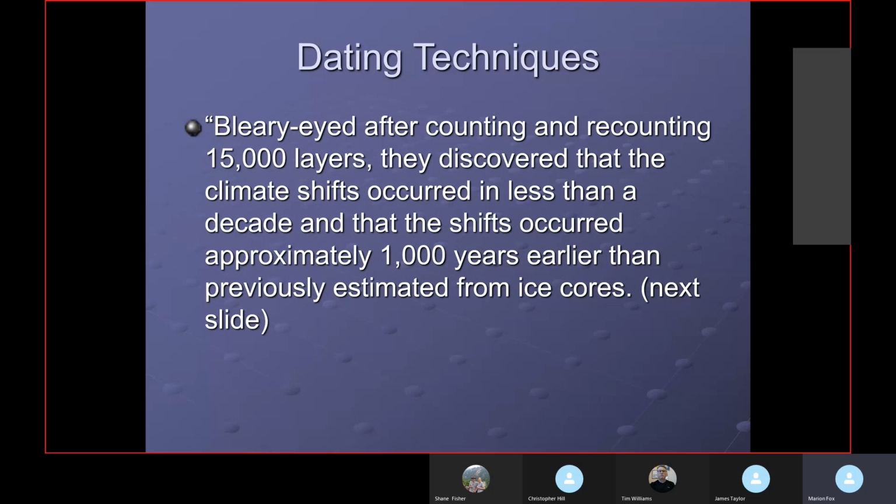They discovered that the climate shifts occurred in less than a decade. So there was a drastic shift in climate. So climate change occurred, according to this, in less than a decade. And that's very interesting, that would occur so rapidly, that the shifts occurred approximately 1,000 years earlier than previously estimated from ice cores. So we had to redate everything with our system.